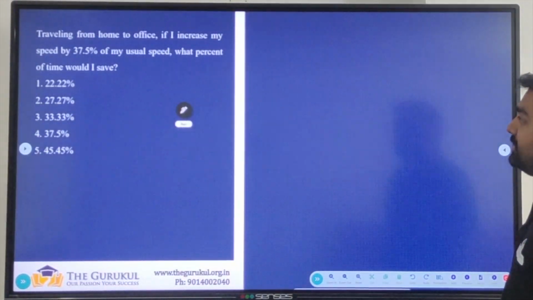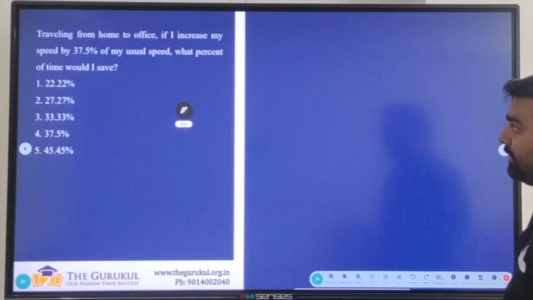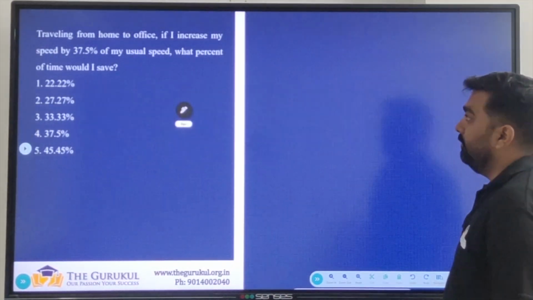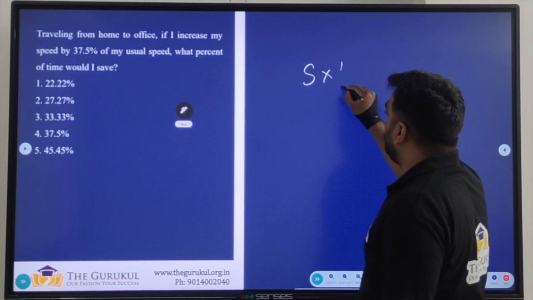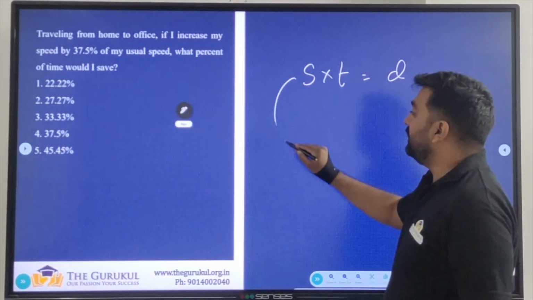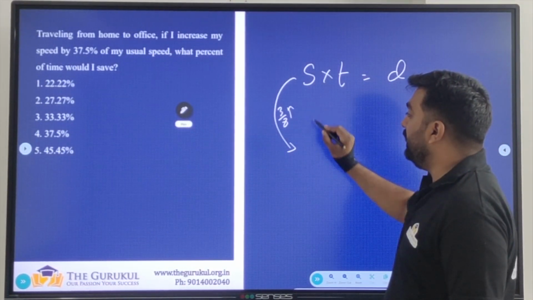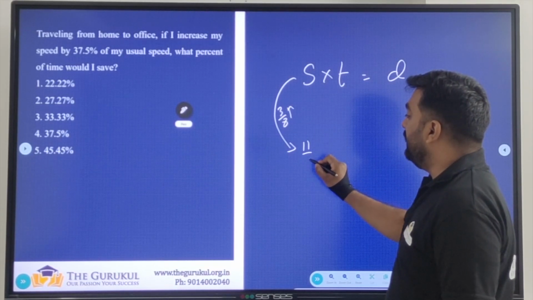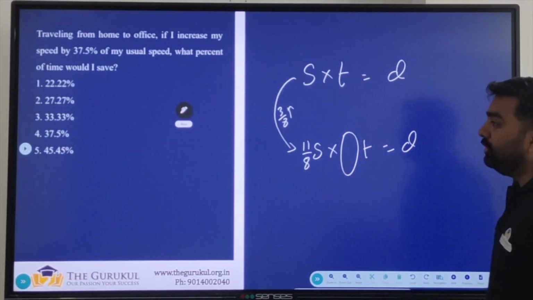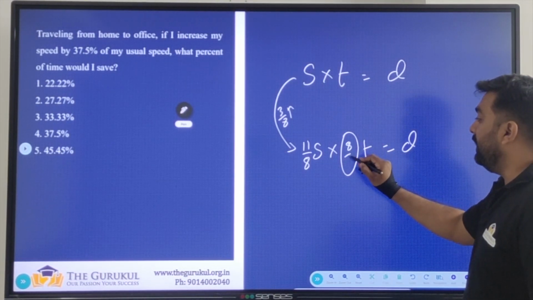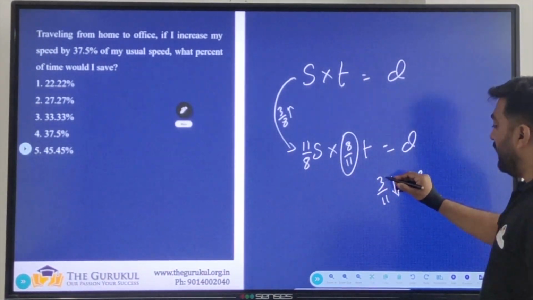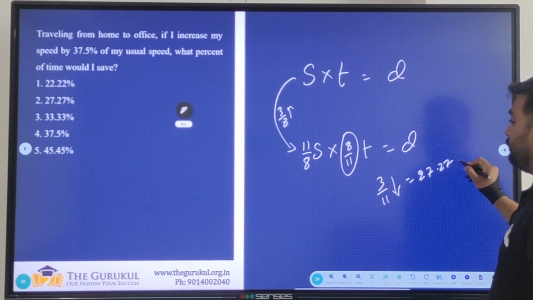Traveling from home to office, if I increase my speed by 37.5% of my usual speed, what percentage of time I would save? So speed into time is equal to distance. Speed increased by 37.5%, that is 3 by 8 increase, 8 plus 3, 11 by 8 S into something should happen for T, so distance remains constant. This should be 8 by 11, which is 3 by 11 decrease, that is 9 3s, 27.27%.